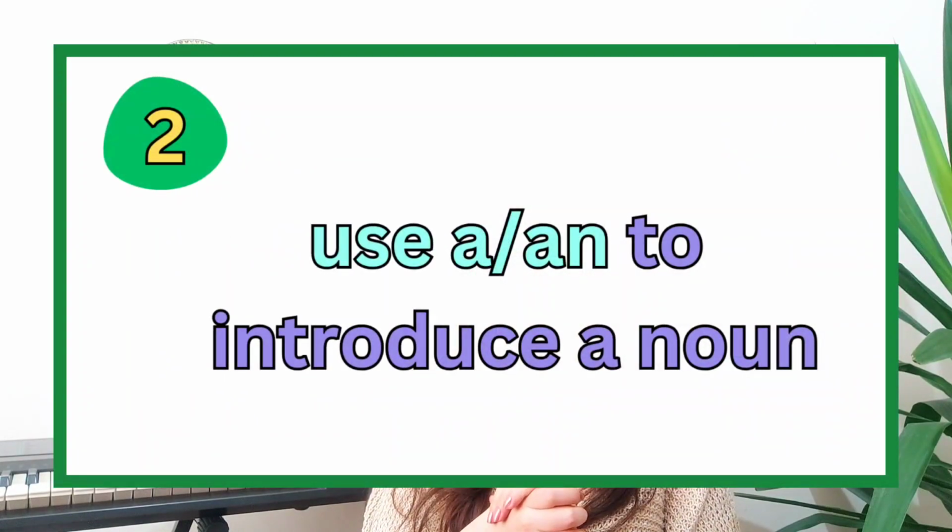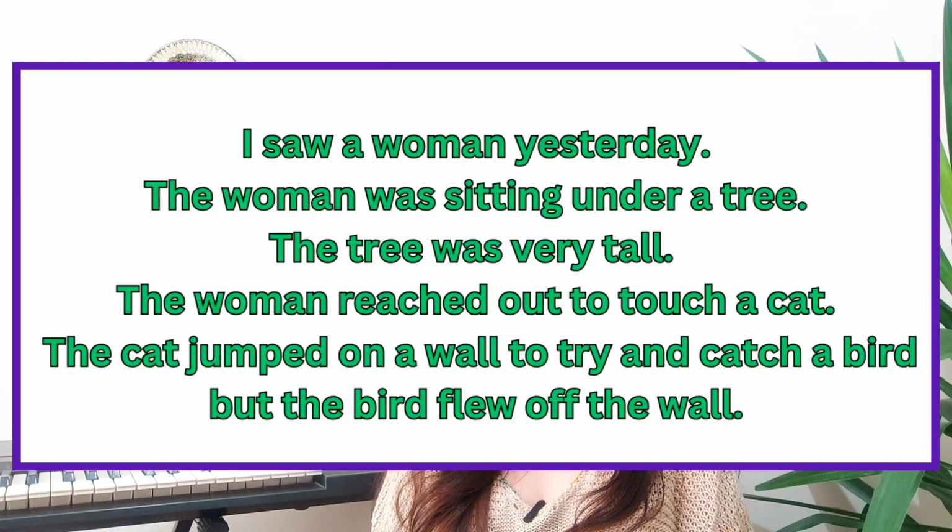Rule number 2. Use the indefinite article to introduce something for the first time. To show you what I mean here, we're going to read a little story together. It's very quick. I saw a woman yesterday. The woman was sitting under a tree. The tree was very tall. The woman reached out to touch a cat. The cat jumped on a wall to try and catch a bird, but the bird flew off the wall.